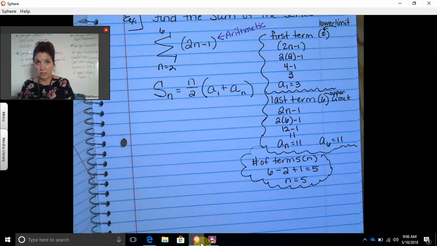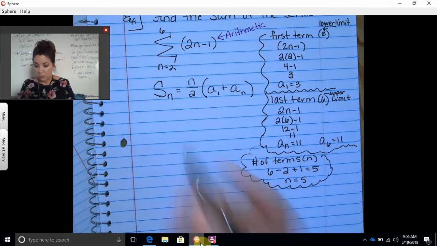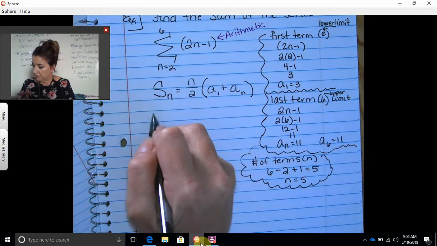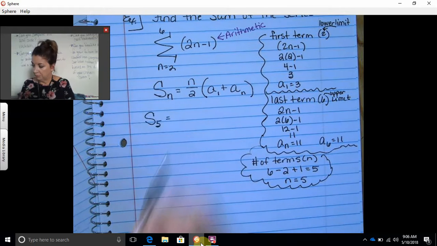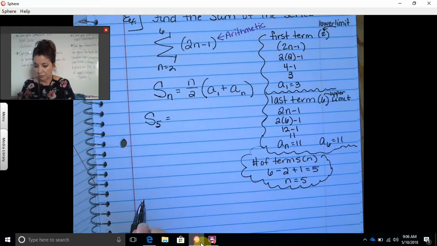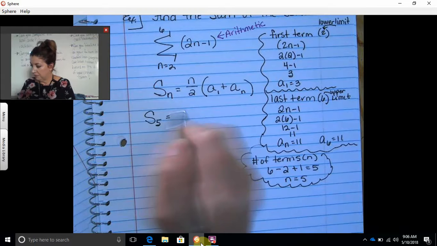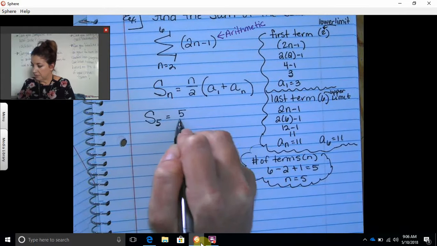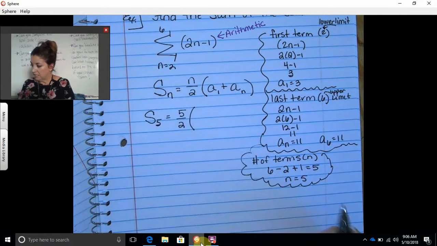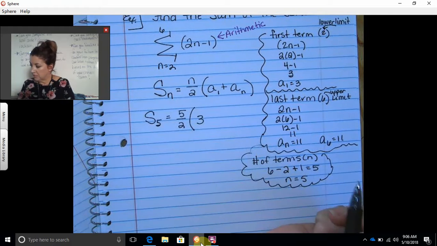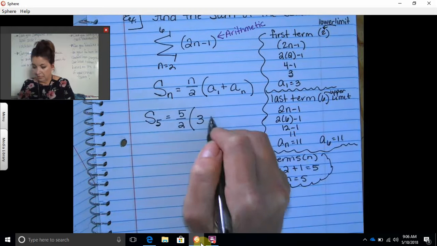That's all we're actually doing when we use the formula. So we're finding the sum of the first 5 terms. We take n, which is 5 terms in the sequence, divided by 2, open parentheses. We take the first term of the series plus the last term.